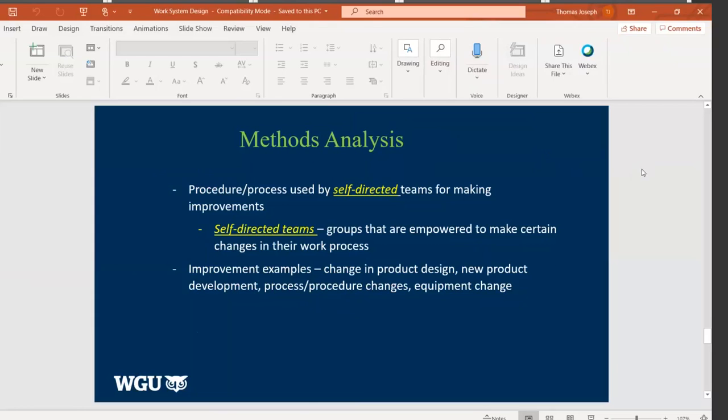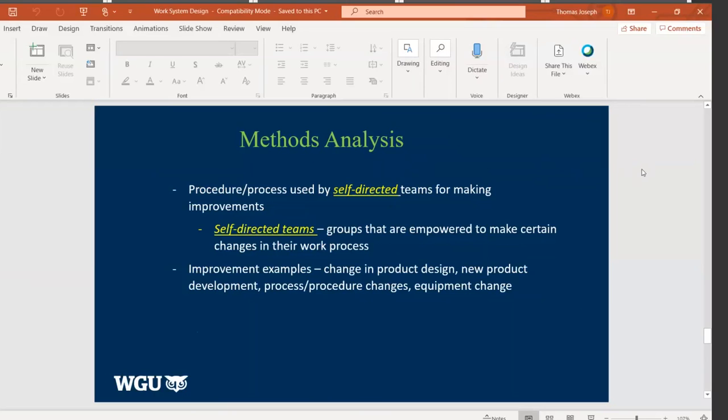Oftentimes that is based on methods analysis, which is simply an evaluation or a study of the methods, how we are doing things. Remember, we talk about operation strategies, how things are being done. So every so often, a company will review its methods of how things are being done and potentially make changes as deemed necessary. So methods analysis represents a procedure, a technique, or process used by self-directed teams for making improvements.